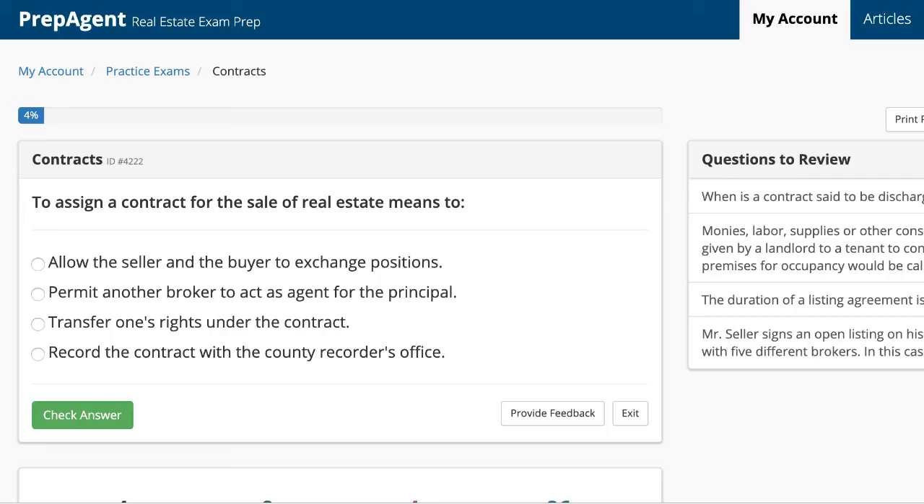To assign a contract for the sale of real estate means to A, allow the seller and the buyer to exchange positions. B, permit another broker to act as an agent for the principal. C, transfer one's rights under the contract. Or D, record the contract with the county recorder's office.